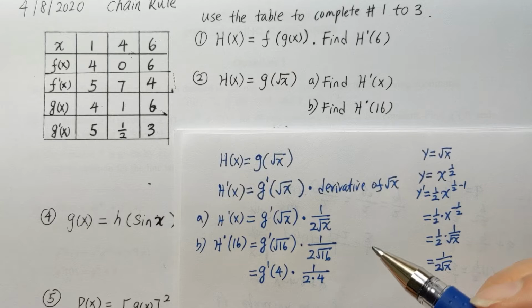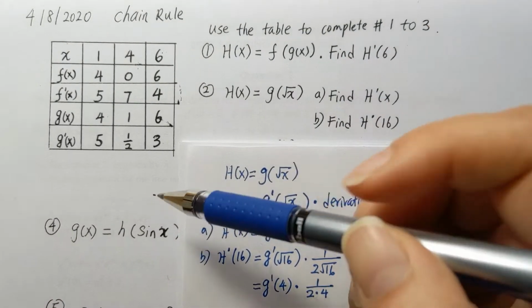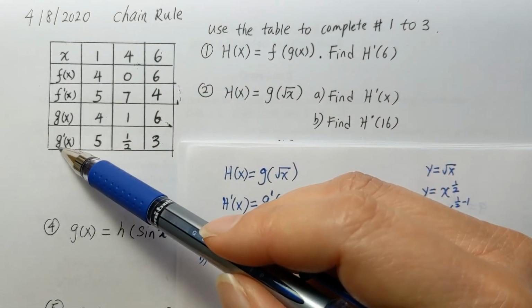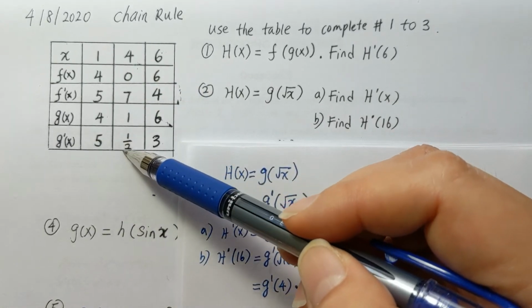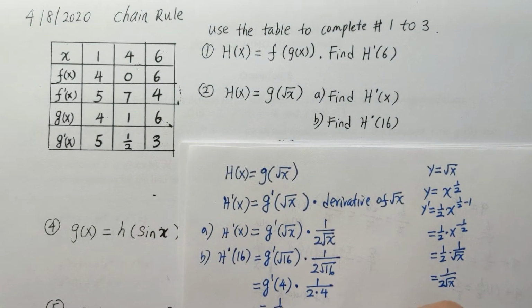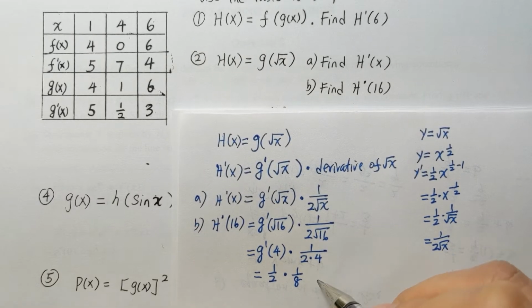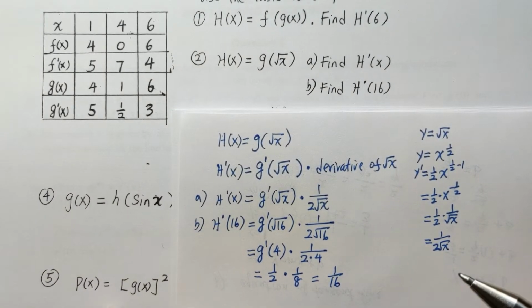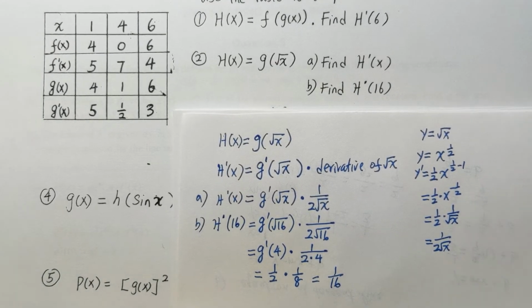Now g prime of 4, you had to use the table because we had to use the table to do 1, 2, 3. So you're going to find g prime of 4. G prime and then 4. G prime of 4, so it's going to be 1/2. So now we're going to substitute 1/2 and we simplify from here. So you get 1/2 times 1/8. So we got 1/16. So we finished question number 2. Let's take a look at question number 3.